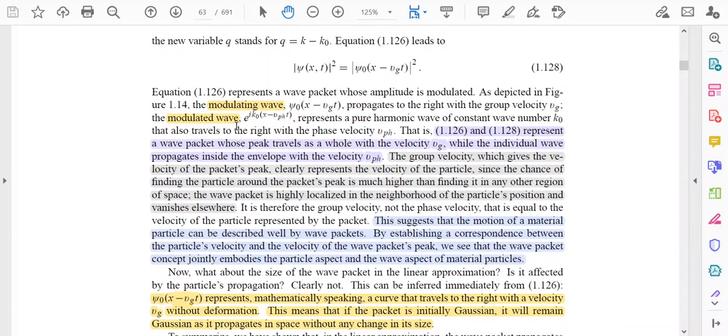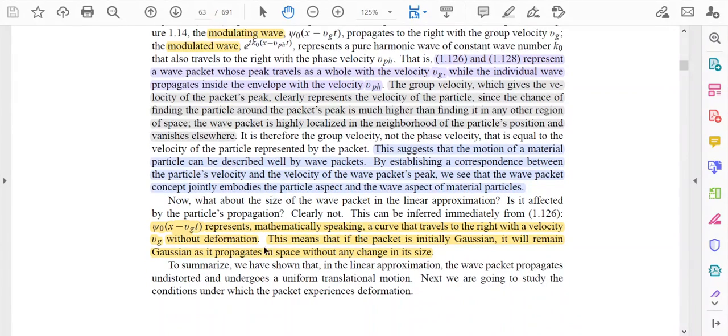So what is the modulating wave? The modulating wave is the wave packet whose peak travels as a whole with the velocity vg, that is, the group velocity. And what is the modulated wave? That is e to the power i k0 x minus v_ph t, which represents a pure harmonic wave of constant wave number k0 that also travels to the right with the phase velocity v_ph.